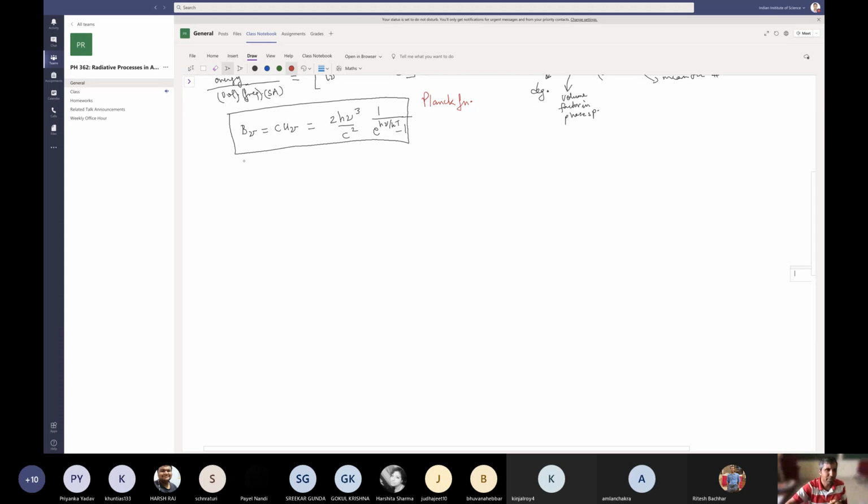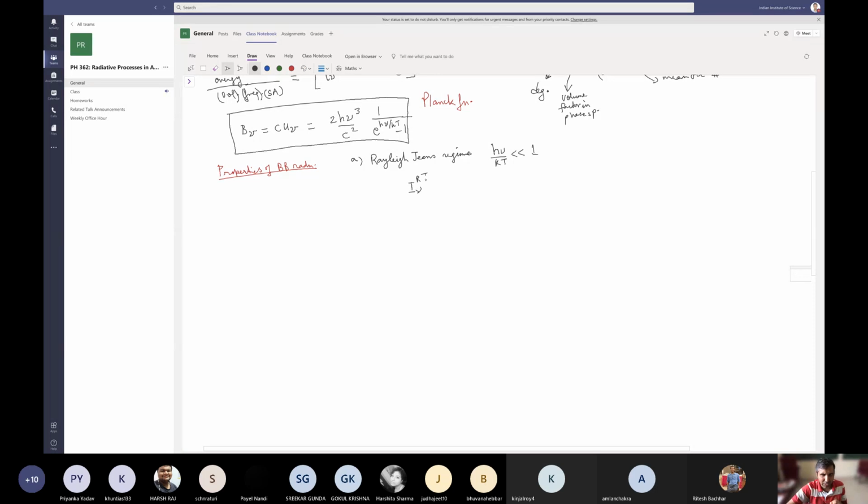Okay, so let's get to some properties of black body radiation. Let's see, the Rayleigh-Jeans regime. The Rayleigh-Jeans regime is the classical regime when you have h nu by kT much less than 1. What happens in this case to I nu?